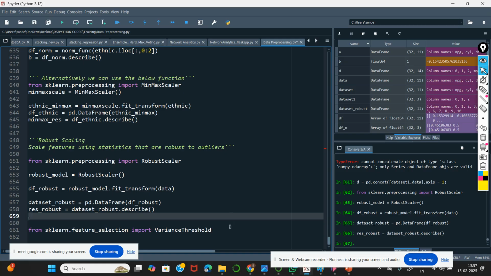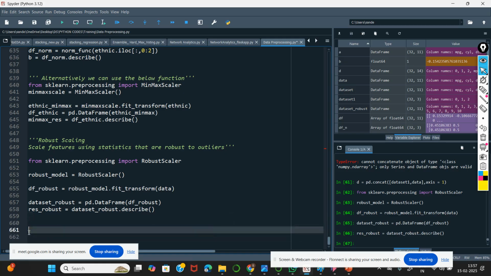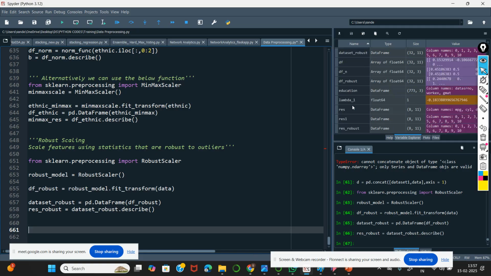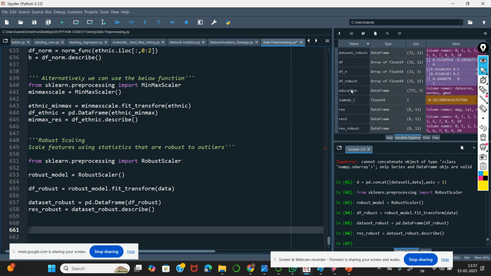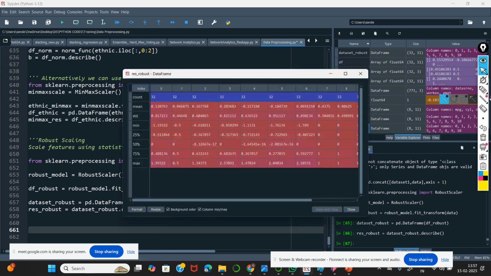If you go and describe it, then the median value is 0 and the IQR value is 1. Let's go and check it out. The robust scaled data, let's have a look. The median value is 0, the 50th percentile, it is 0 everywhere. What is IQR?